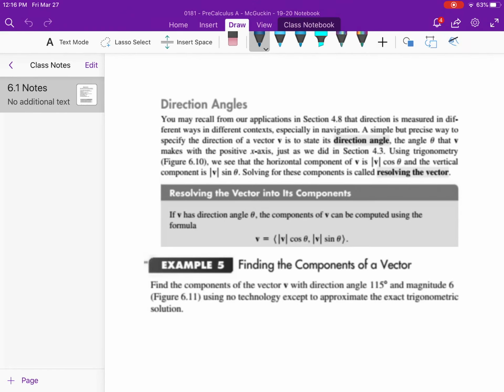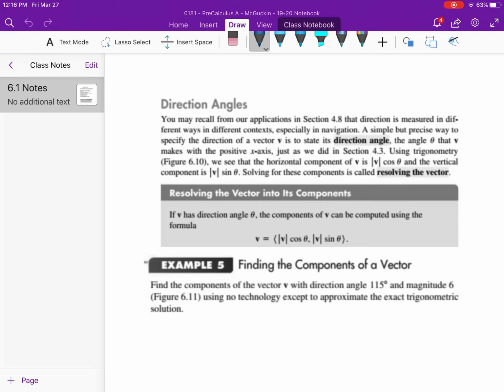We are continuing at chapter 6.1 and our discussion on vectors. Specifically, the goal of this video is to define direction angles and be able to utilize that concept to find certain components of a vector. So let's talk first and foremost about a direction angle.